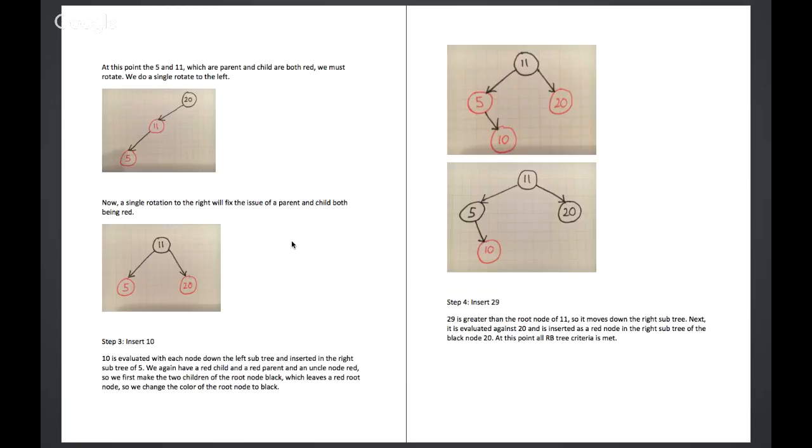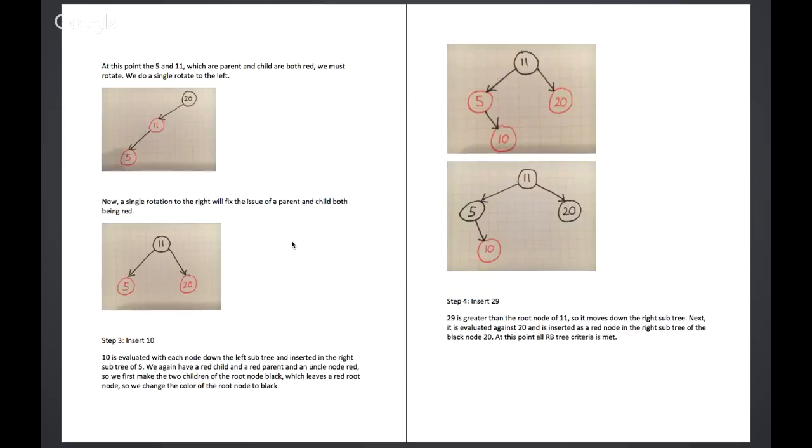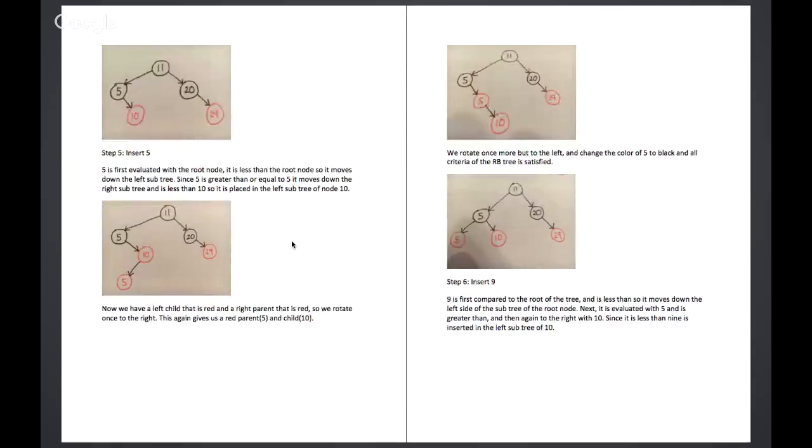If we look right above, I'm showing this is still the tree that we're inserting into. 29 is greater than the root node 11, so it moves down the right subtree. Then it is evaluated against 20, and since 29 is greater than or equal to 20, it goes to the right subtree of 20 and is inserted there as a red node. At this point, all red-black tree criteria are met. I have a picture of that on the next one, in the top left. We don't have to do any rotations or move any colors down the tree, because all the criteria are met.